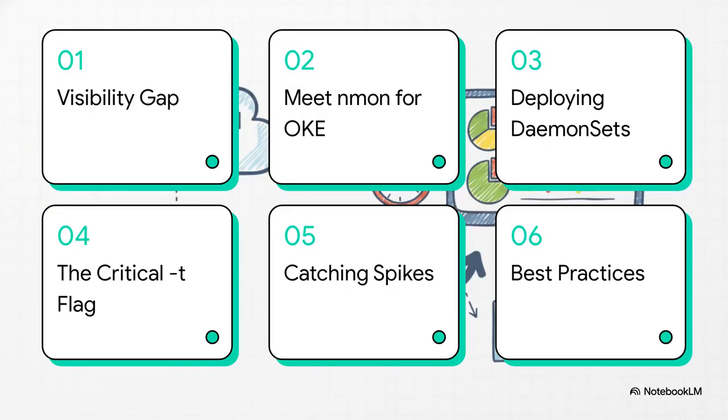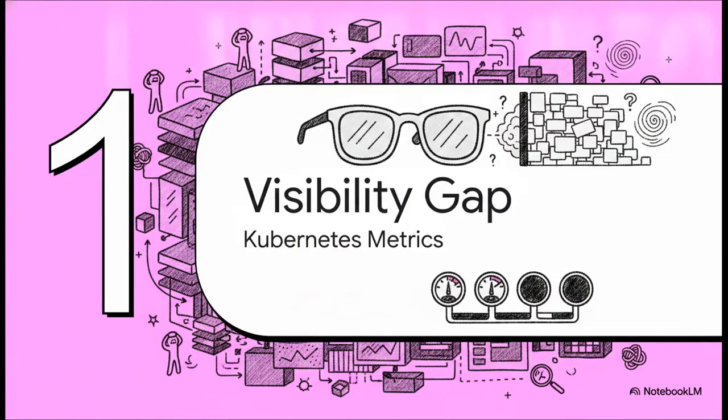So here's our roadmap to bridge that dangerous visibility gap today. We'll start with the Kubernetes visibility gap, meet nmon for OKE, go over deploying via containerized DaemonSets, talk about the absolutely critical -t flag, catch some spikes in action, and wrap up with best practices for production. All right, let's jump right into part one, the Kubernetes visibility gap.